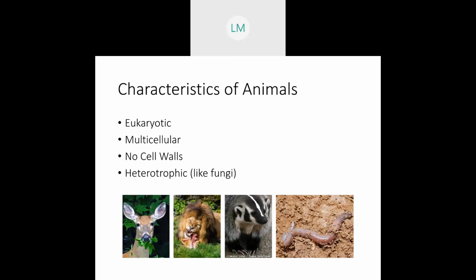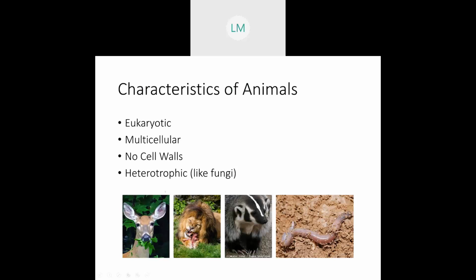And then animals are also heterotrophic. So this is like the fungi that we saw. Fungi are also heterotrophic and can't make their own food. So they have to eat other organic matter to get those nutrients. So within animals, they are all heterotrophic, but there are lots of strategies for being heterotrophic.